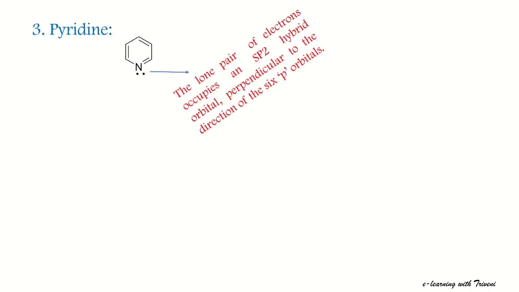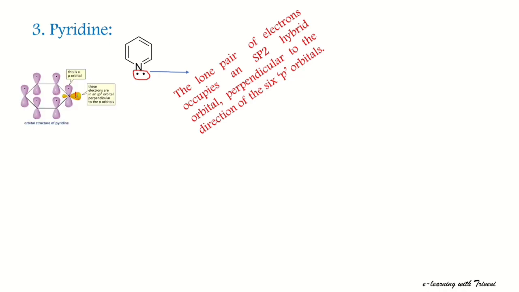We will take another example, pyridine. In the case of pyridine, here also nitrogen has one lone pair of electrons, but this lone pair of electrons is present in an sp2 orbital, perpendicular to the pi system, in a vacant p orbital manner.